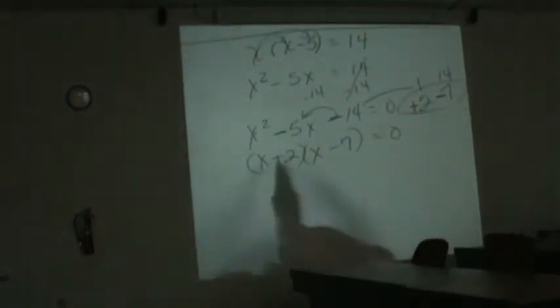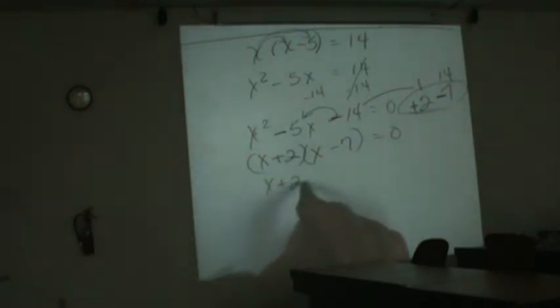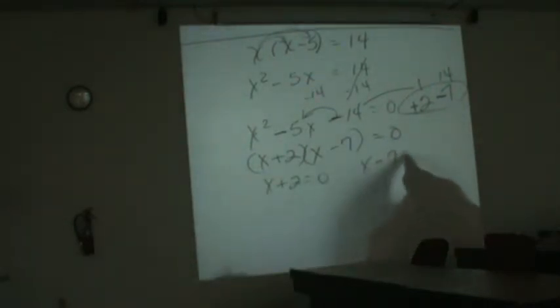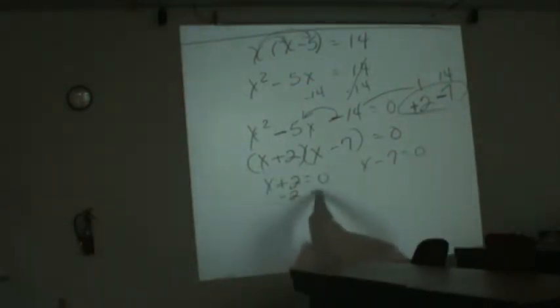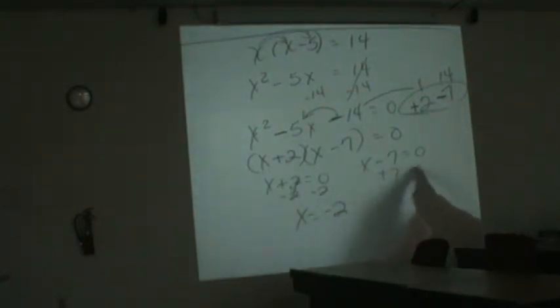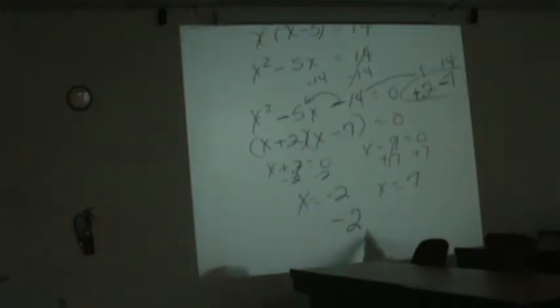Okay, set each one of these equal to 0. So minus 2 from both sides. You have x is negative 2. Add 7. X is 7. So you got negative 2 and a positive 7.